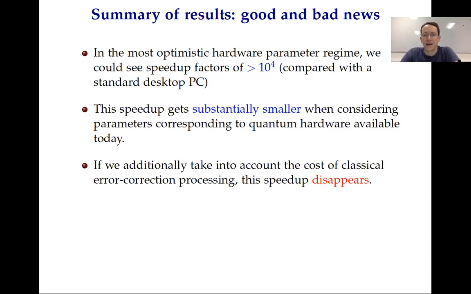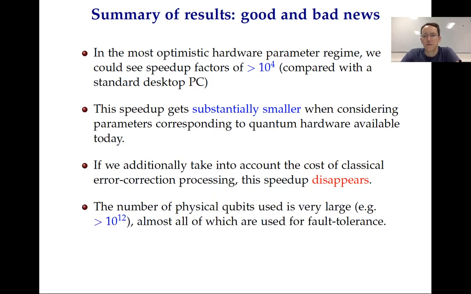And an important point is that if we try to additionally take into account the cost of doing the classical error correction processing that we need to do at the moment, then this speedup disappears. So what I mean by this is that to do fault tolerance in a quantum computer, we need to do a lot of classical processing too, to do the error correction steps. And this comes with some cost. And we could instead use the classical hardware that's doing this error correction processing to do the graph coloring problem itself. We could use this hardware to solve the constraint satisfaction problem directly. So we ought to take into account the cost of actually doing the error correction processing, because otherwise it gives the quantum computer an unfair advantage.